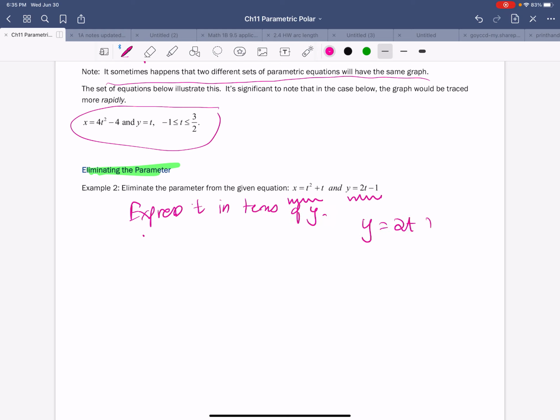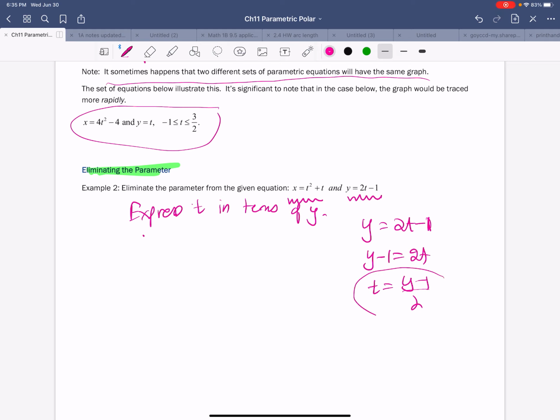y is equal to 2t minus 1. y minus 1 is 2t. t is equal to (y minus 1) over 2. Okay, t is equal to (y minus 1) over 2.